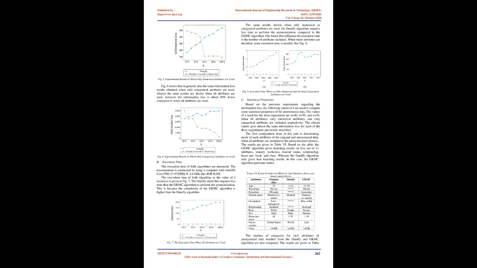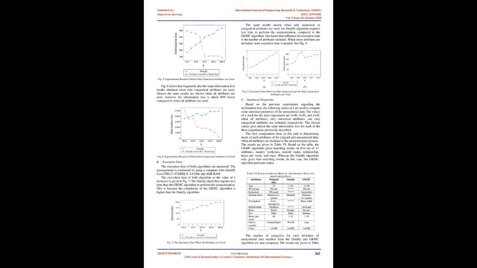A. Information loss. Table 2 and Table 3 show some examples of the anonymization results by using the Datafly and GKMC algorithm, respectively, when all attributes are included, and with k equals 20. Table 2 shows that, with the Datafly algorithm, more records are generalized, compared to those in Table 3. This is because, with the GKMC algorithm, records are clustered first, so the generalization can be minimized.